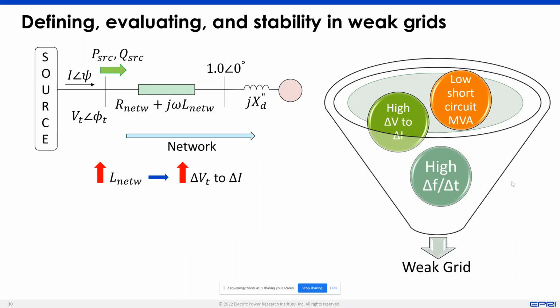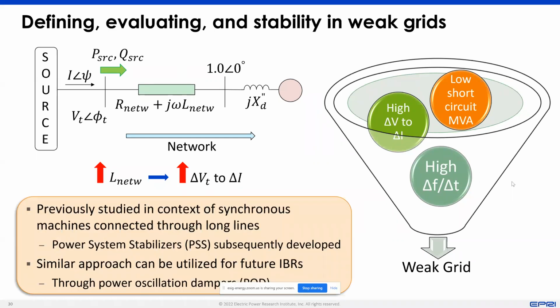The other way to characterize a weak grid is a system which has high rate of change of frequency. So these first two points are probably more related to reactive power injection, reactive current injection, voltage control, and so on. This point is more from an active current, active power injection perspective, wherein you don't have enough active power injection, you don't have fast active current injection, and as a result, you have a larger drop off of frequency with respect to time. All of these together can be classified as weak grid depending upon the kind of scenario that we are looking at. This has been studied before.